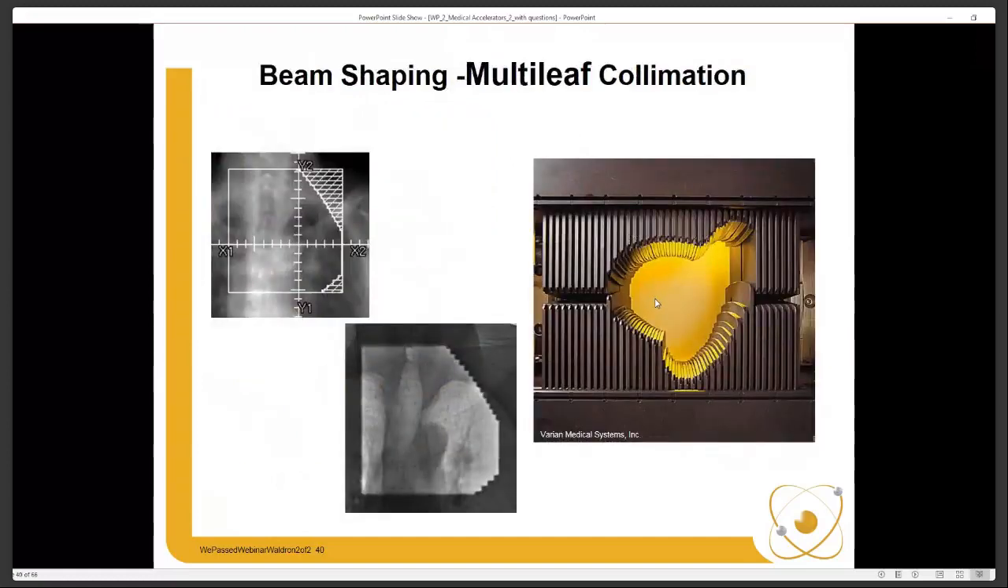Of course, most modern machines are equipped with multi-leaf collimators, so that we don't have just rectangular field shapes. And on the left, I've got sort of an overlaid image from a treatment planning system on an X-ray. I have down here a portal image showing the stepped edge that's produced by an MLC, but we have that same general shape. And on the right is a photo courtesy of Varian showing an MLC making a shaped field.